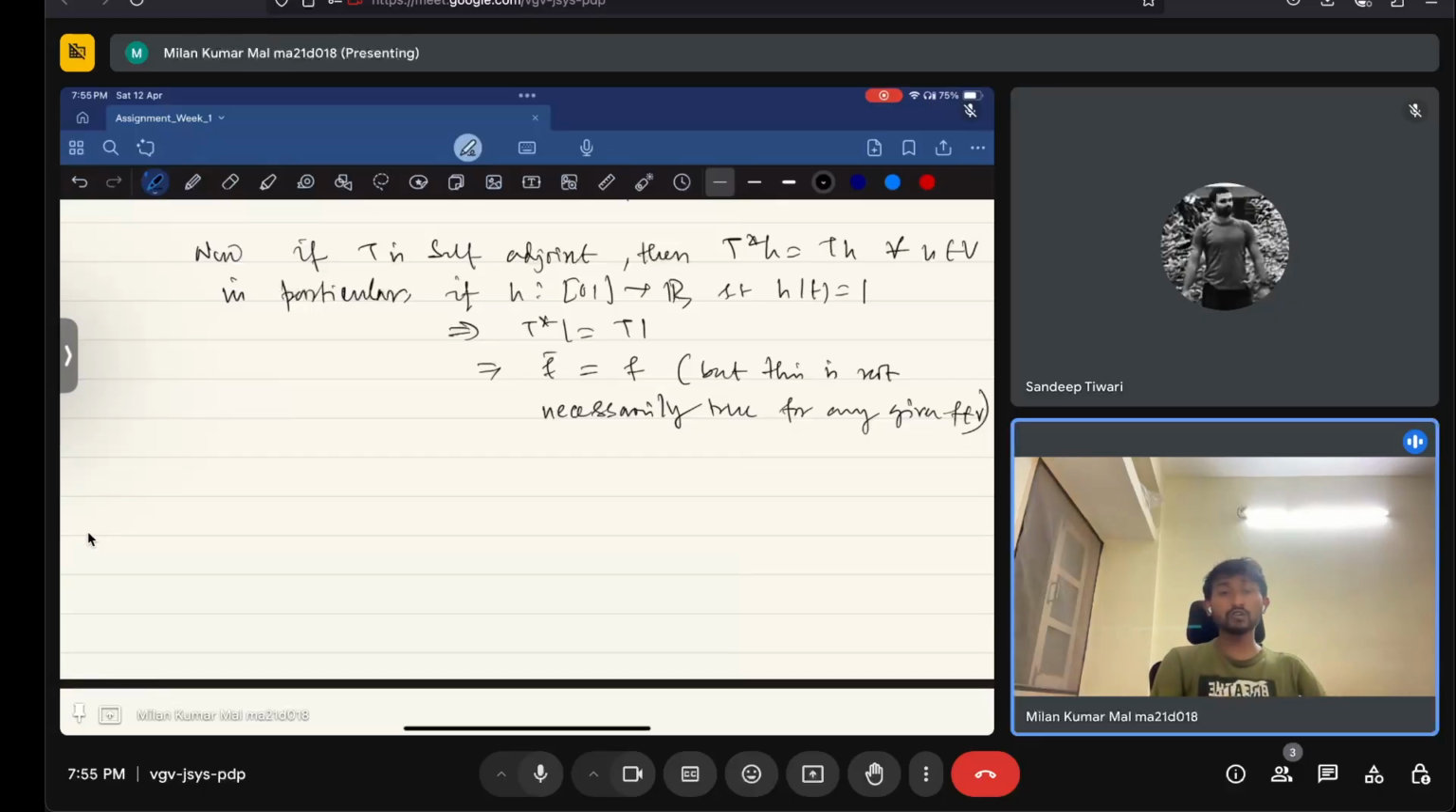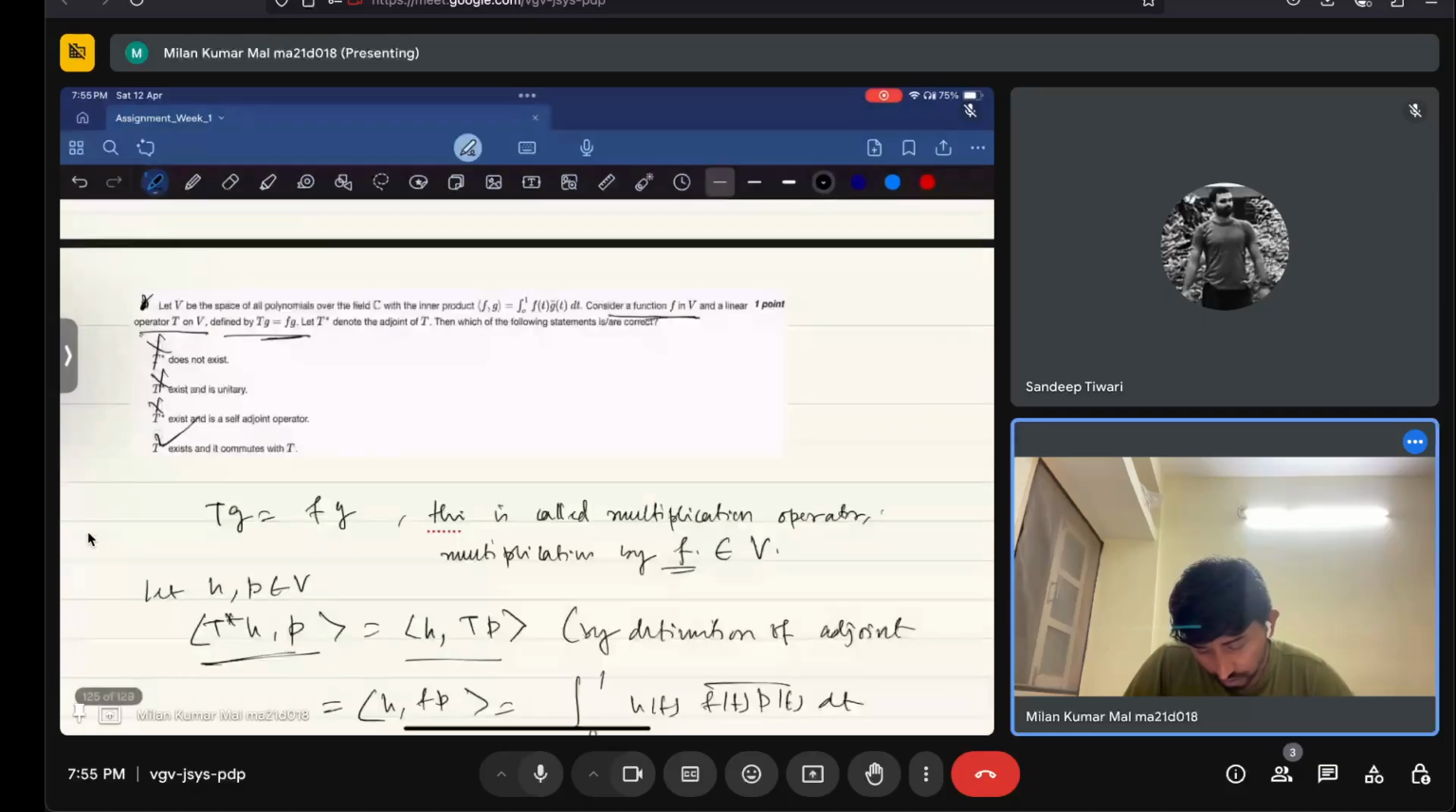So from here, the multiplication operator, multiplication by a function f, has these facts. First, if T of h equals f h, then T star of h equals f bar h. That is called the adjoint. Second, it will be self-adjoint if f bar equals f. That means f is real valued. Oh sorry, no, complex valued.